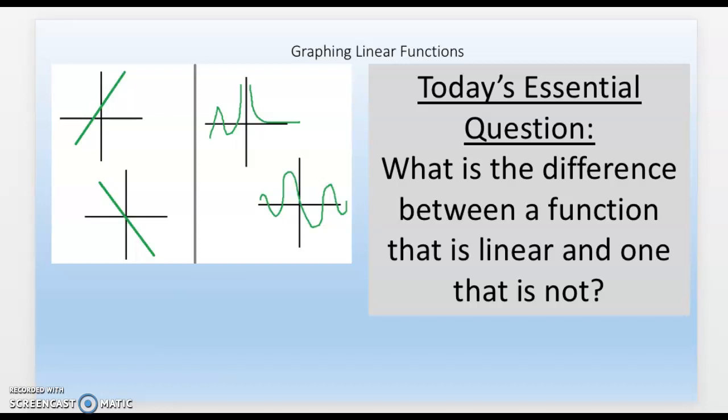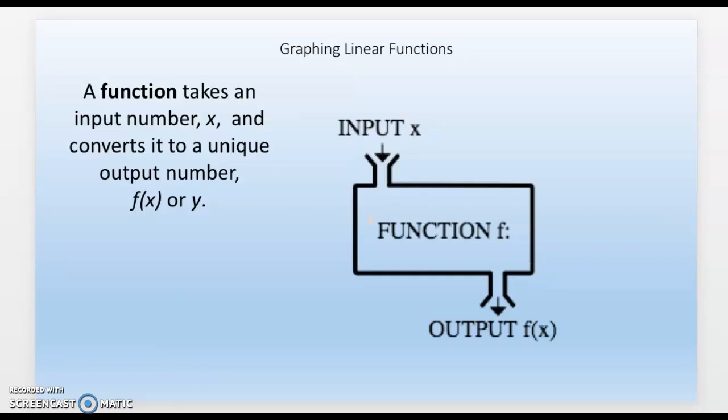And the essential question, and I think you're going to need this today, what is the difference between a function that is linear and one that is not? A function takes some input number x and converts it to its own unique output number. We call that f(x) or y. I know that seems like kind of a simplistic thing to talk about, but it's a very important concept in computer programming, okay?